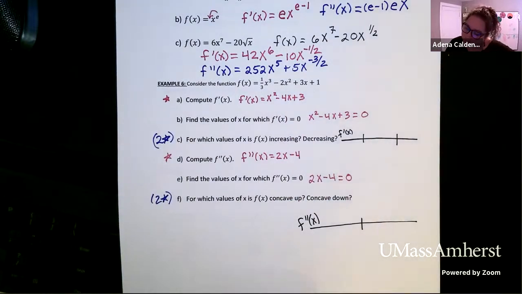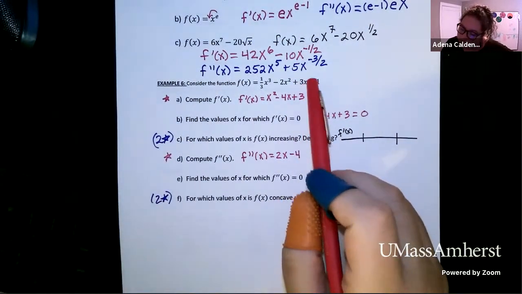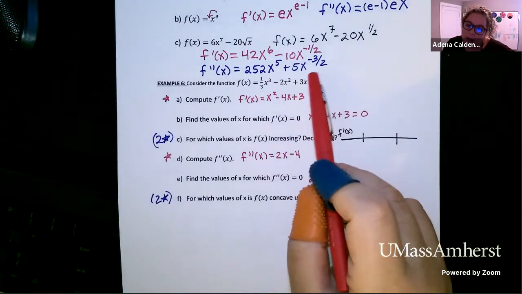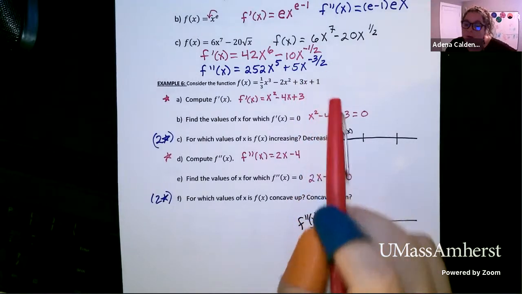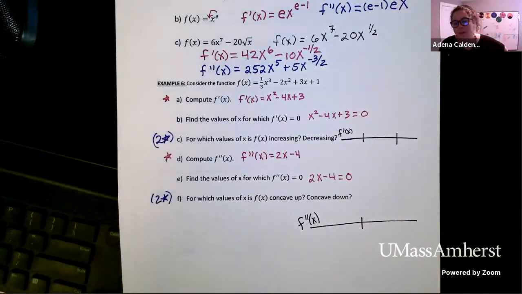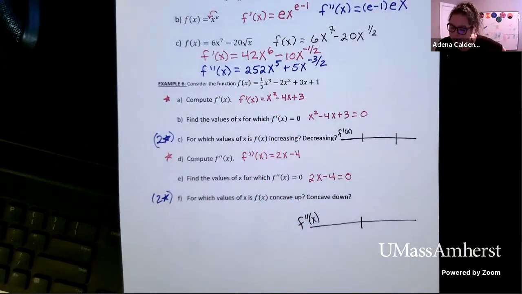The derivative of 3x, that's a linear term. The derivative is 3. And then the derivative of this plus 1, right? That's a constant that's by itself. So the derivative is going to be 0. So my first derivative is x squared minus 4x plus 3.